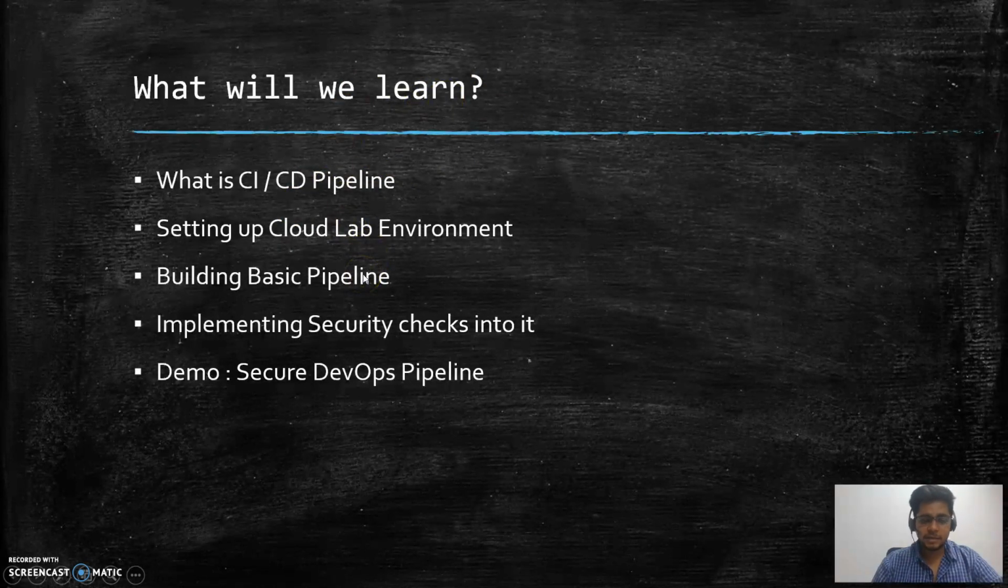Once our basic pipeline is ready, we'll learn how to implement different security tools and security methodologies in the pipeline. This series is not about just taking some selected tools and integrating them. The main idea is to know the approach we can use in applying any of the tools and integrating them with our pipeline. Once we complete all these things, we'll have a demo of a complete DevOps pipeline with many security checks in it.